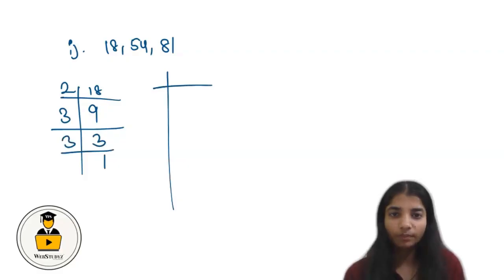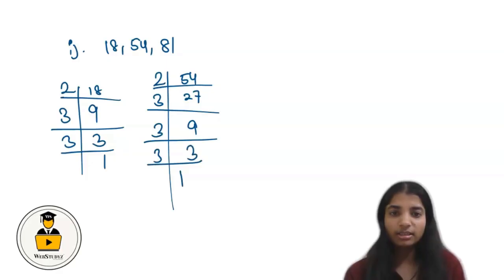Now 54. 54 is divisible by 2. So when we divide 54 by 2, we get the value 27. Now here 27 is divisible by 3. When we divide 27 by 3, we get the value 9. Now 9 is divisible by 3. When we divide 9 by 3, we get the value 3. Then 3 is divisible by 3. From here we get the value 1.